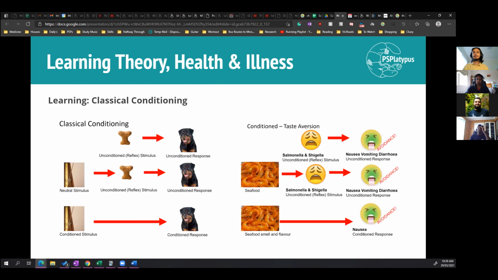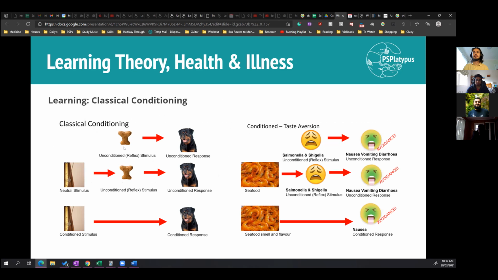So this is your first learning theory that we'll talk about. It's called classical conditioning. I'm sure you guys have seen this example of the dog salivating in response to a different stimulus other than the cookie or whatever. But essentially, what's going on here is that you have an unconditioned response to an unconditioned stimulus. So this is just a normal reflex that occurs when the doggo sees the food or whatever.